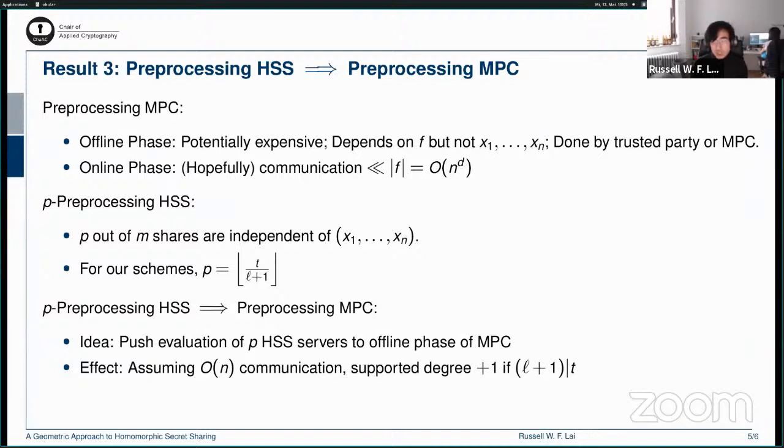of the inputs, we can generate them in advance and push the computation of P's HSS servers to the offline phase of the MPC. And again, assuming order of n communication, and if some conditions are met, namely L plus 1 divides T, then we can hope to get one more supported degree.